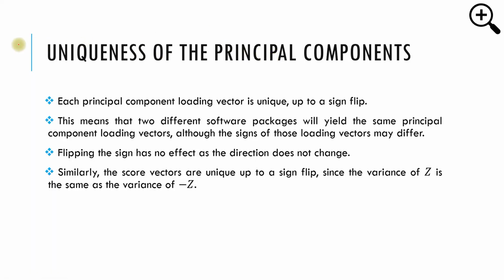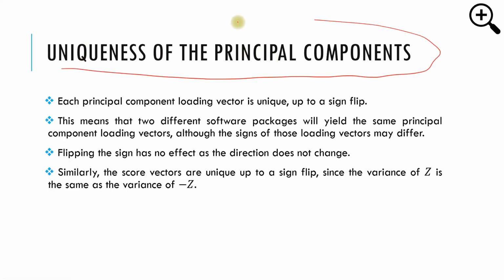The other thing that you need to understand when you are doing principal component analysis is the uniqueness of the principal components. When we talk about the uniqueness of the principal components, what do I mean by that? Suppose you apply principal component analysis in R, or in a different software, you will get basically the same result. But despite having the same result, you might have a small issue with regards to the sign sometimes.